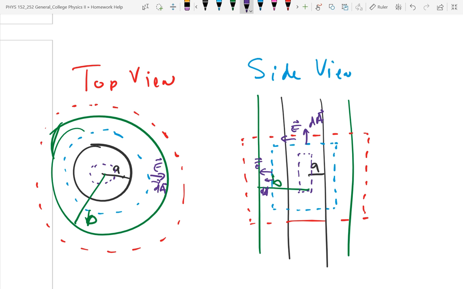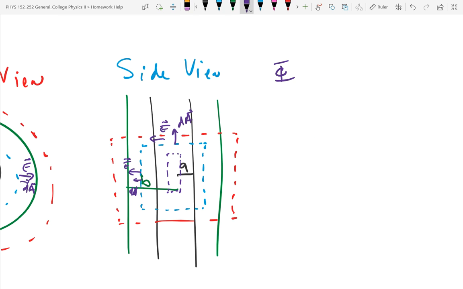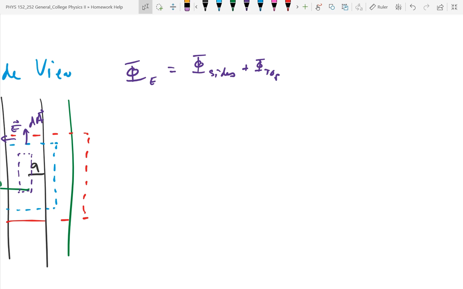And so I'm going to have to consider the flux on both the sides and the top and bottom. So the flux is equal to the flux on the sides plus the flux on the top plus the flux on the bottom. So I have three fluxes to calculate. You put them all together and you have the total flux because it has to be a closed surface. Your Gaussian surface is always closed, otherwise how would you have the charge enclosed?